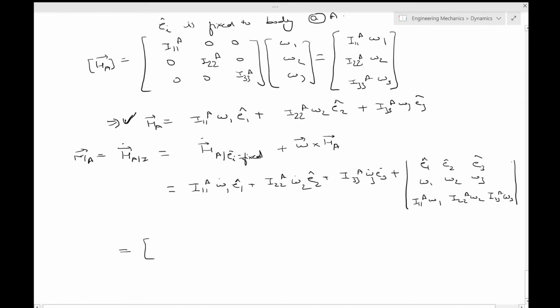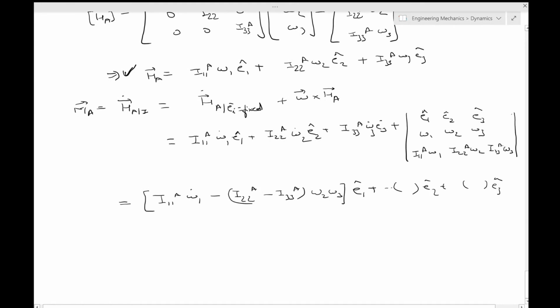Now we want to take the sum of these terms common. So let's put it this way. E1, we will club the terms together, so it would be minus I22A minus I33A omega 2 omega 3 E1, plus there will be similar terms of E2 plus E3. I'm not writing them, but they are quite clear what they should be.